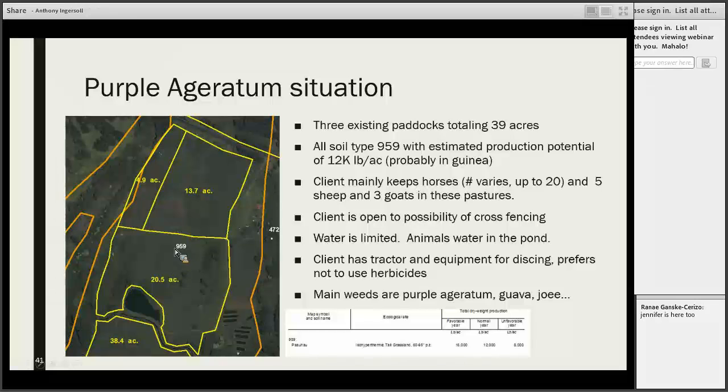All of it is soil type 959, and that soil type estimates that we should have a production from 8 to 16,000 pounds per acre. Definitely this isohyperthermic tall grassland is a guinea grass plant community.